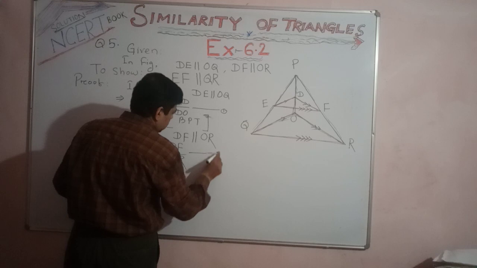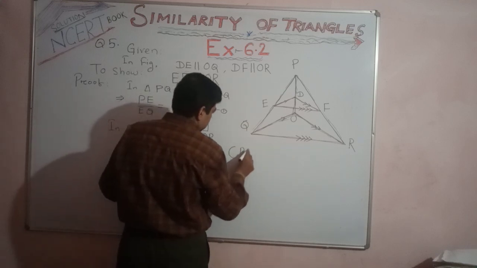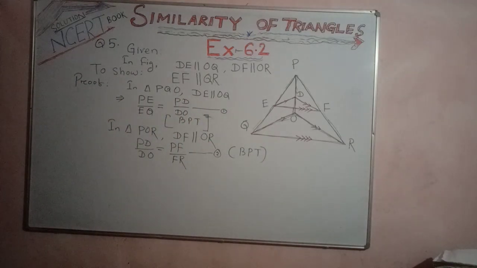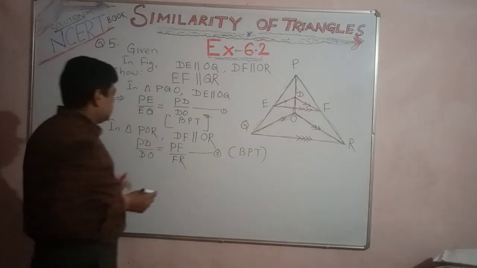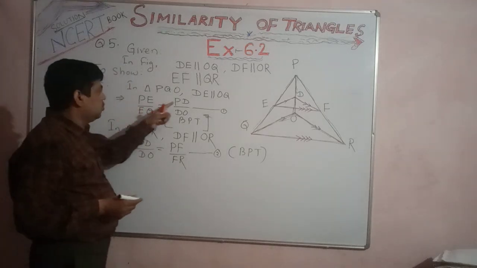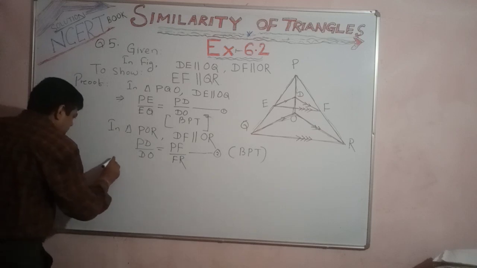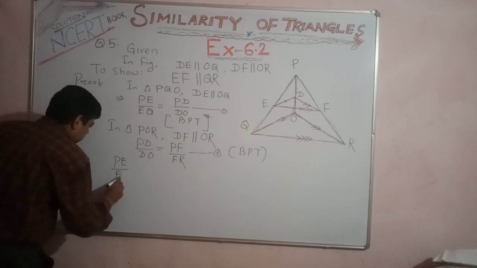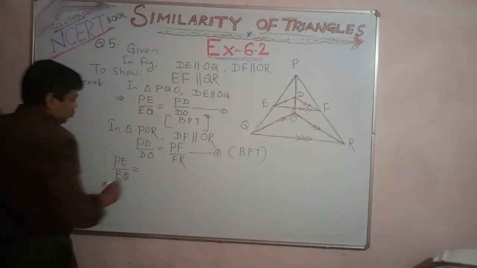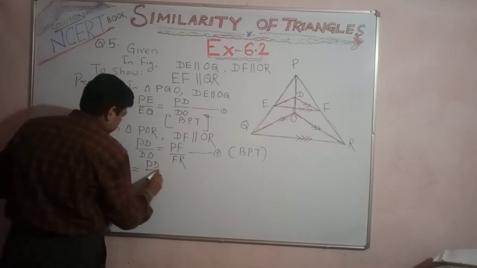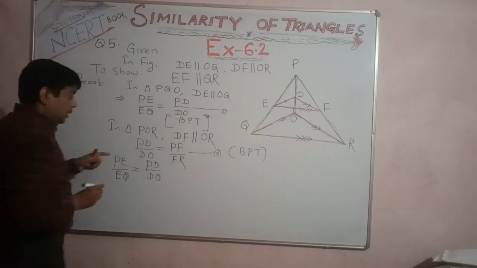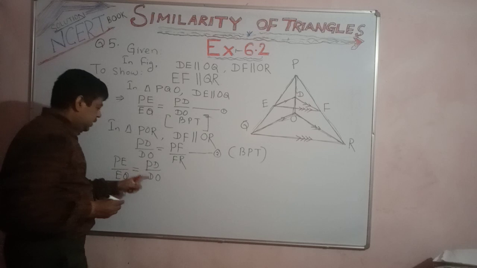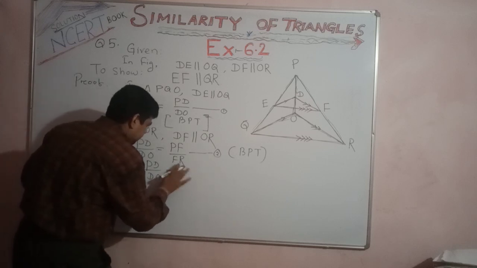And this is equation 2, according to the Thales theorem. Yes or no? Basic proportionality theorem, okay, same. So from equations 1 and 2 you clearly see PE upon EQ is equal to PD upon DO. From equation 1 we are getting PE upon EQ is equal to PD upon DO. Yes or no? Again, in equation 2 we are getting PD upon DO is equal to PF upon FR.